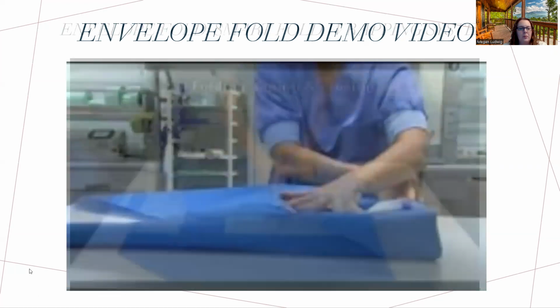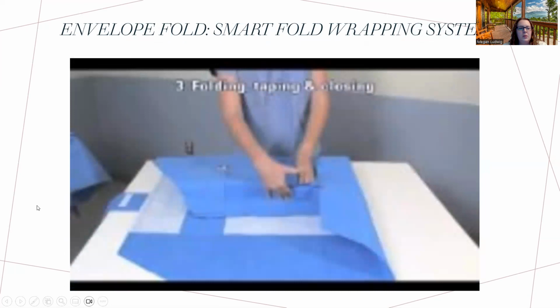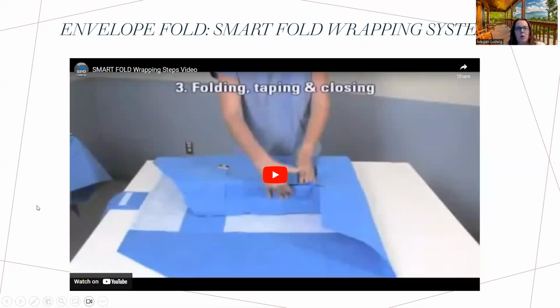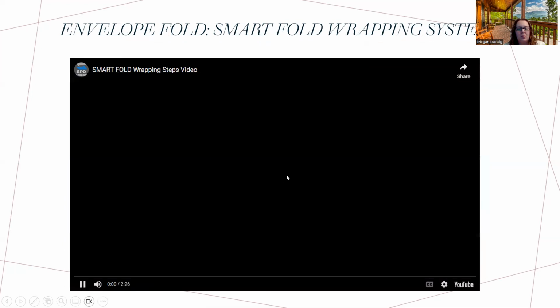Go to the next page. So this is a different type of wrapper. This one is called the SmartFold wrapping system. It's very similar to the previous one, but it has these extra little tabs that are, you could say, more ergonomically friendly, so you don't have to use your elbows or your entire body. A lot of facilities, I think, are transitioning to something similar.